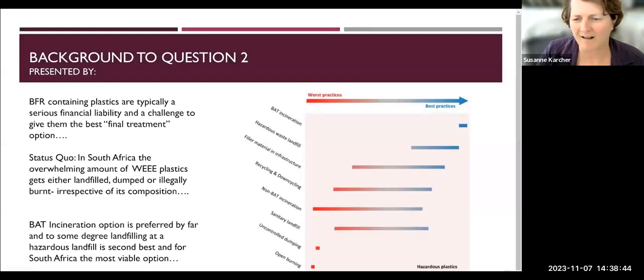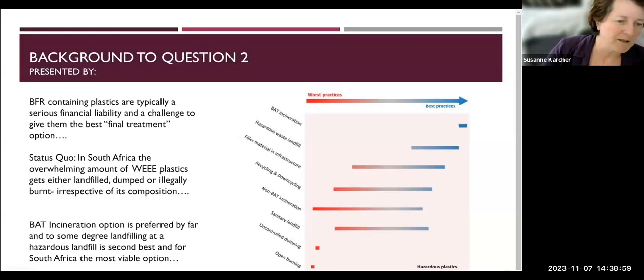Sanitary landfill, that's happening at the moment everywhere. And uncontrolled dumping, obviously this is totally unacceptable. Open burning is the worst. But unfortunately, the status quo is that the overwhelming amount of plastic gets either landfilled, dumped, or illegally burned, irrespective of the composition. So the best-available-technology incineration option as preferred is really not happening.